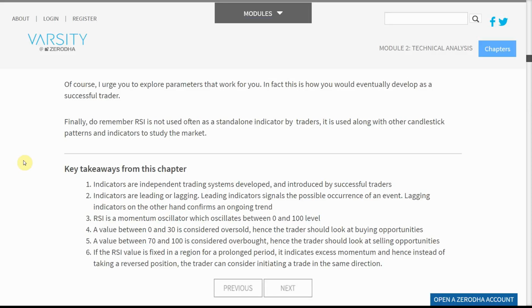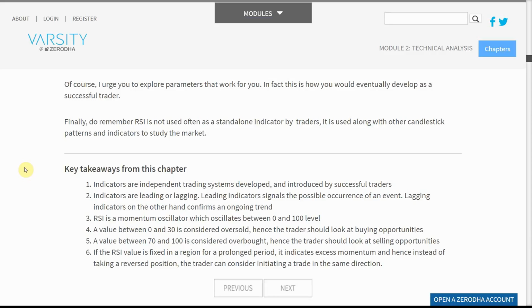Key takeaways from this chapter. Indicators are independent trading systems developed and introduced by successful traders. Indicators are leading or lagging. Leading indicators signal the possible occurrence of an event. Lagging indicators, on the other hand, confirm an ongoing trend.